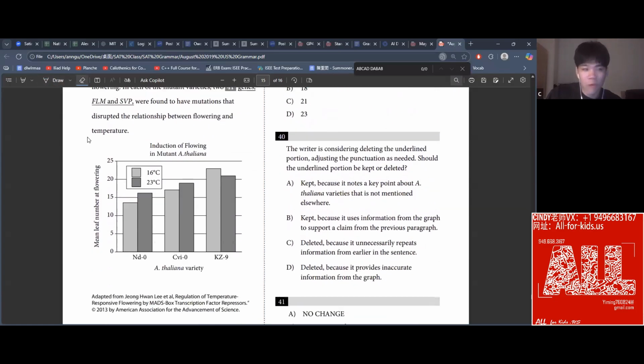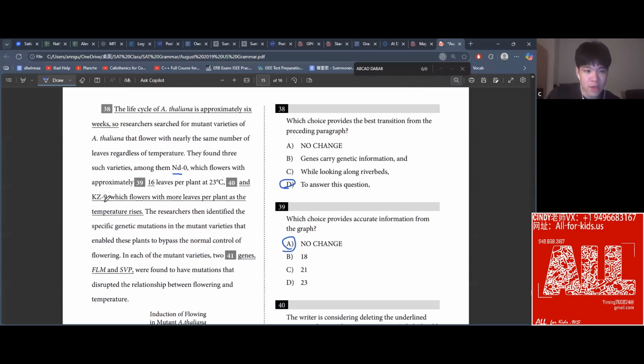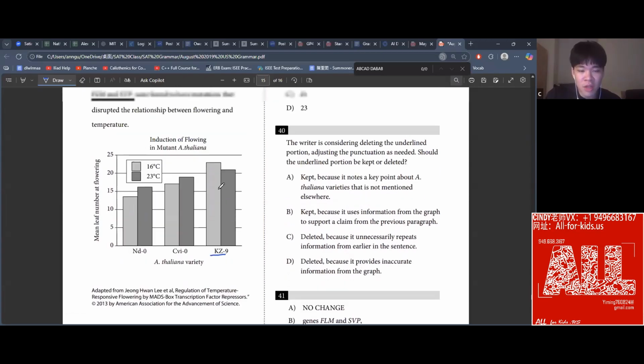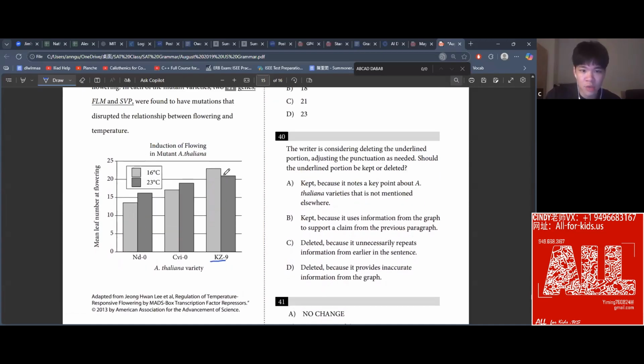Next, once again, considering deleting the underlined portion, I just look at the underlined portion first. The KZ9 flower, which flowers with more leaves per plant as the temperature rises. So KZ9, as temperature rises, more leaf per plant. Is that true? That's not true. So immediately, I don't want to keep the sentence because it just presents the wrong information. Repeats the information from earlier? No. Repeats inaccurate information from the graph? Yes. So the answer is D.